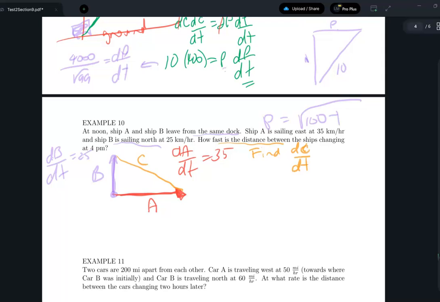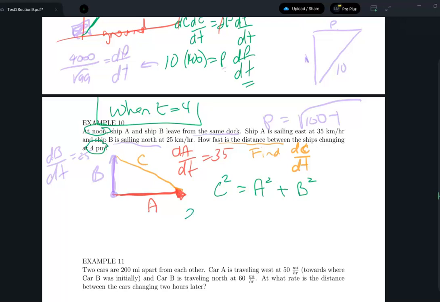And what is the when information? Oh, they say 4 p.m. Oh, and it started at noon. I'm just going to put when t equals 4, and I'll figure out what that means later. Okay, let's dig in. So I get c squared is a squared plus b squared. Now I'm going to take the derivative. So 2c dc dt equals 2a dA dt plus 2b dB dt.